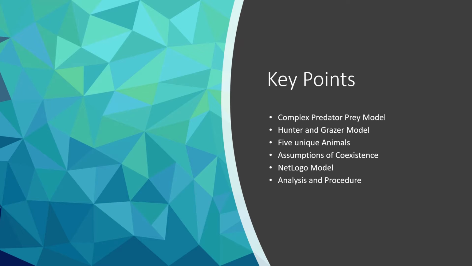Next, I have some key points for this project. The main idea is learning about this complex predator-prey model and how unique it is. After that, a general understanding of the hunter and grazer model, which we already got from assignment 5. Then learning about the habitat of these 5 animals, and then I will try to understand how the assumptions and coexistence work, and I will be focusing on the NetLogo model, and after that I will do analysis and procedure understanding in my project. All these points will be discussed compulsorily in my project, but in this presentation I will go through some of it and try to give you a better understanding of what I'm trying to do.